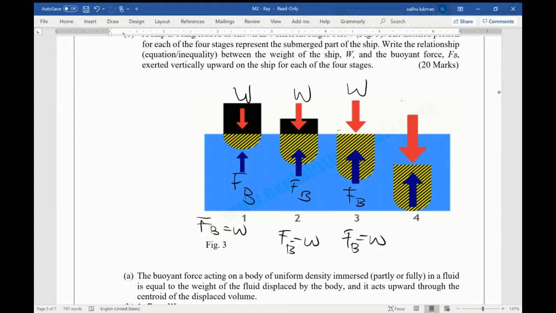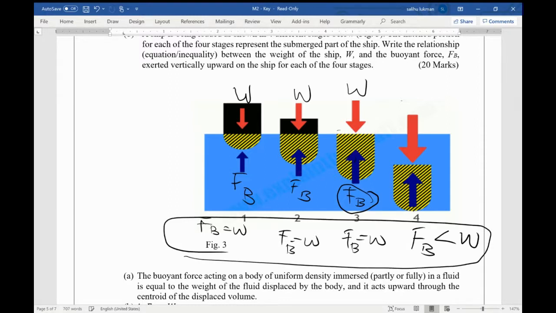Here the weight has increased so that it sank to the bottom. The buoyant force did not increase anymore because this is the maximum value of the buoyant force. So here FB is, that's all I need. All I need for you to get your 20.